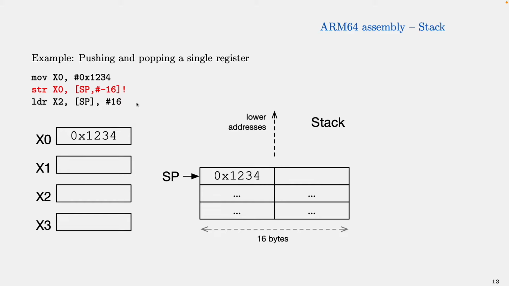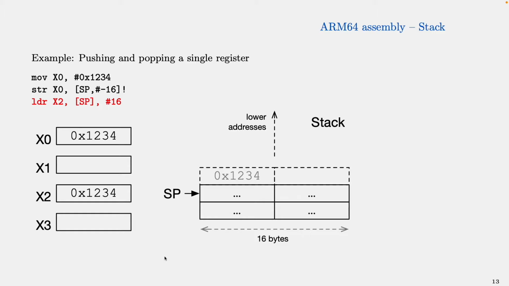And now I pop this entry into the x2 register, which means the stack pointer gets decreased again. x2 contains the value hex 1, 2, 3, 4 as well. And yeah, it still remains in memory here, but not within the valid stack region. So again, as far as we are concerned, this is undefined data now.